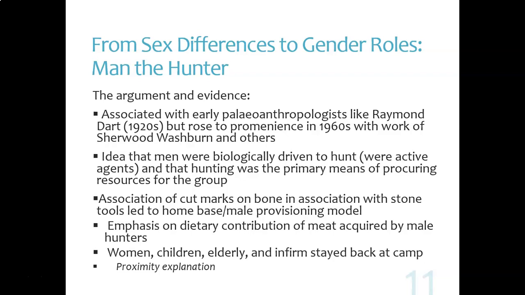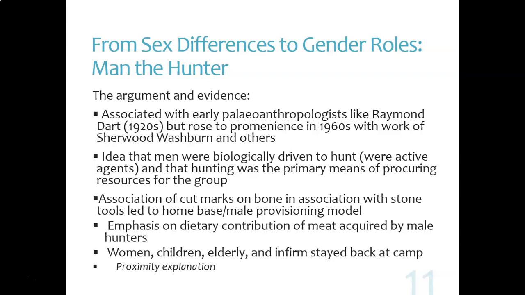And a lot of these ideas were then associated with the roles people participated in, that women were not only pregnant, but were taking care of children, elderly and infirm back in the camp, because of the proximity explanation. This states simply that women engaged in diverse kinds of activities at camp, at a home base, because of their proximity to each other, right? You can, for example, gather berries at the same time that you're nursing an infant.